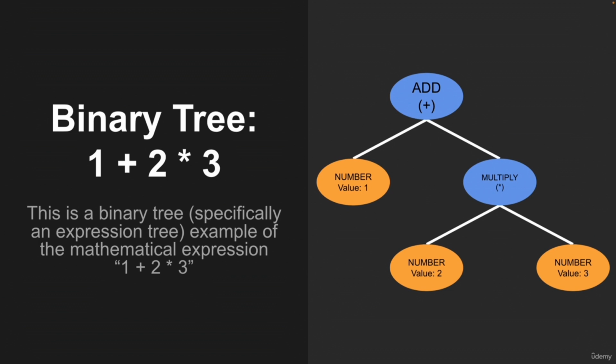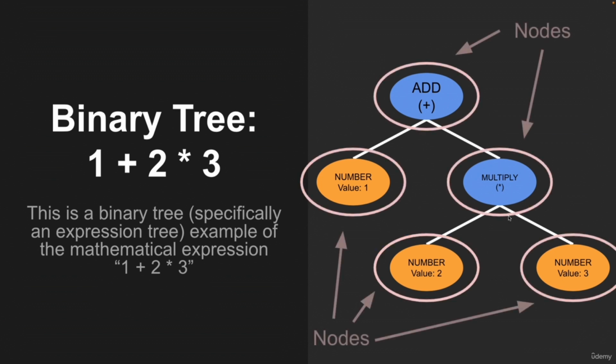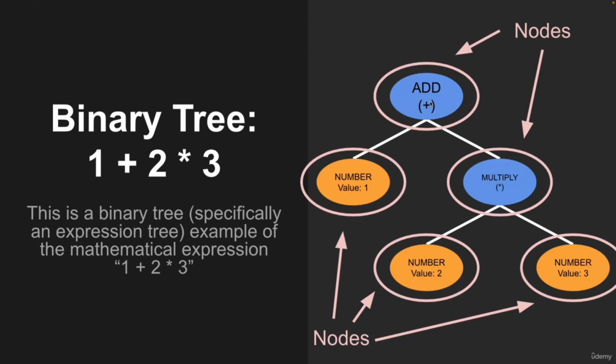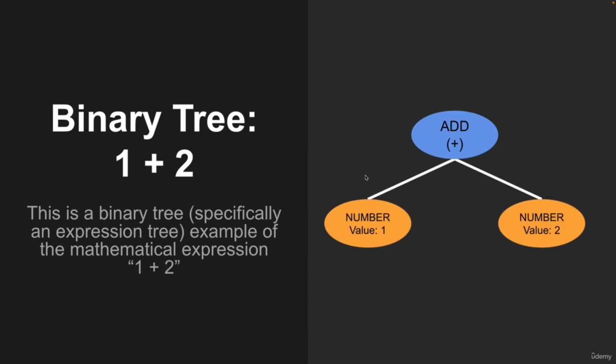So here's an example of a binary tree of 1 plus 2 times 3. It's an example of the mathematical expression here, as we explained it, 1 plus 2 times 3. To point out, these are the nodes right here. Like number value 2 is a node, number value 3 is a node. Pretty much the circles are the nodes, like the yellow circle, each circle is a node. And each node has data, like add data or data of the number value 1.